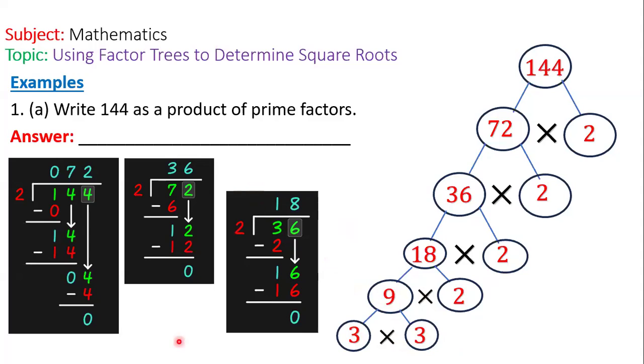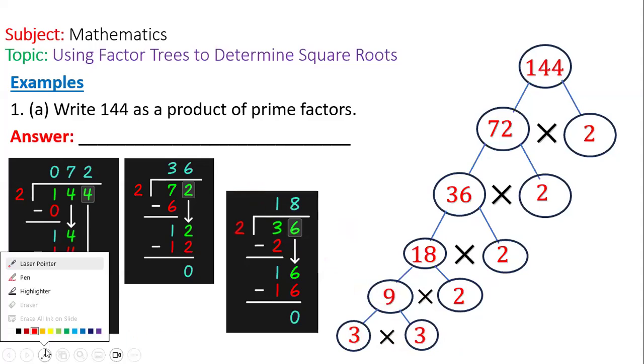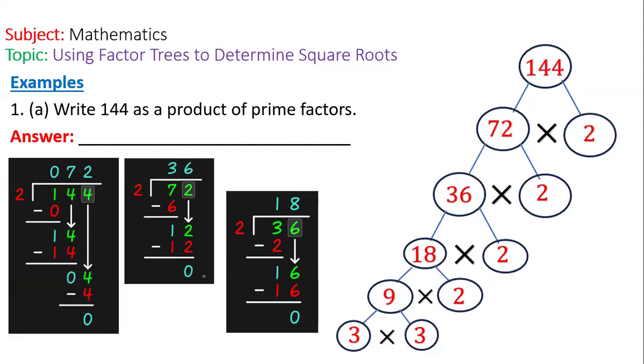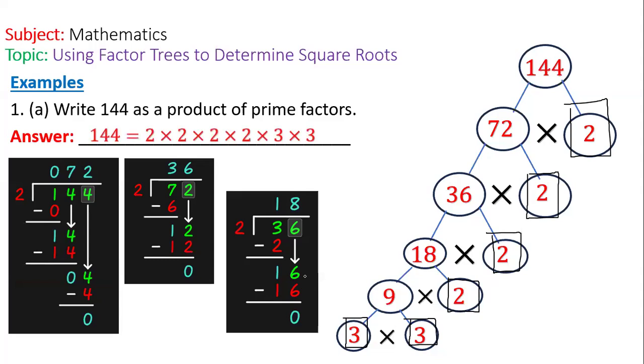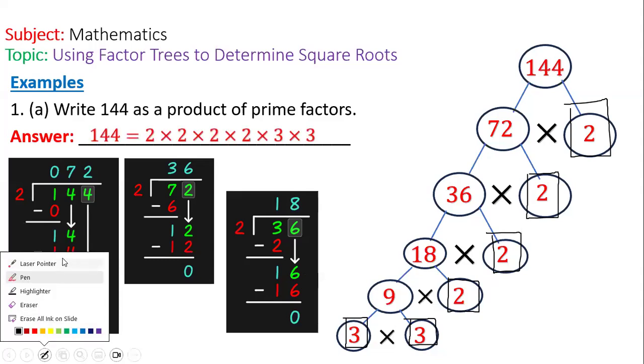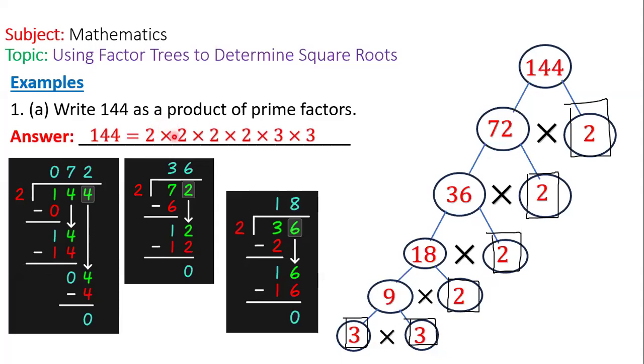So that means our prime factorization will be the following. We only use prime numbers, so you grab all of the 2's, and then you grab all of the 3's. So our prime factorization is what? 144 is 2 times 2 times 2 times 2 times 3 times 3. Right?